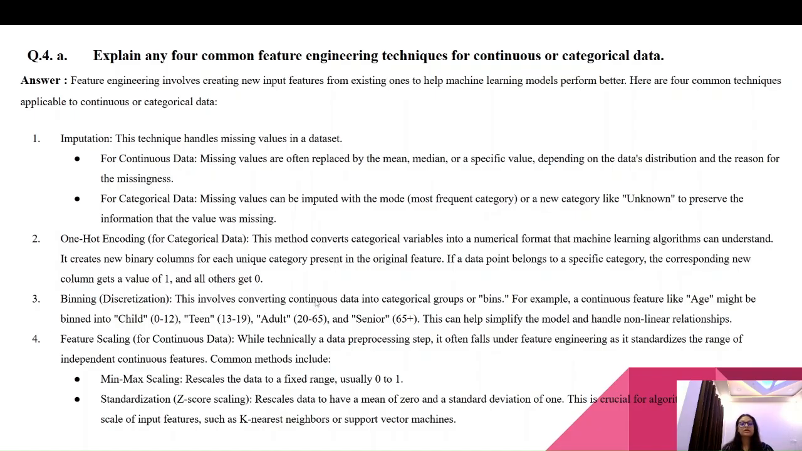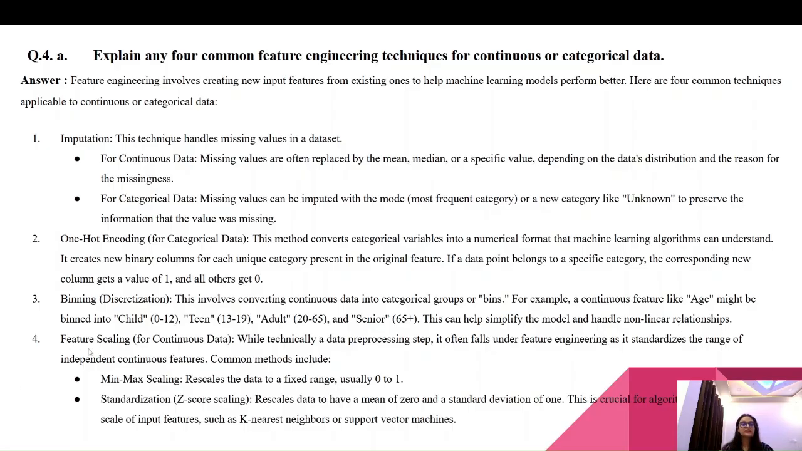Third is binning. This involves converting continuous data into categorical groups or bins. For example, a continuous feature like age might be binned into child 0 to 12, teen 13 to 19, adult 20 to 65, and senior 65 plus. This can help simplify the model and handle non-linear relationships.